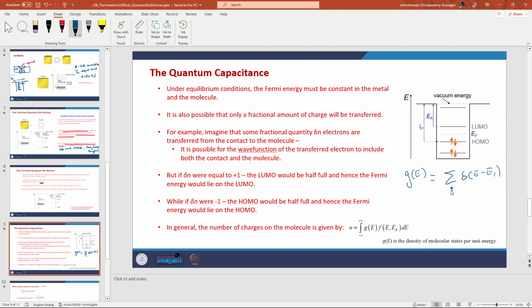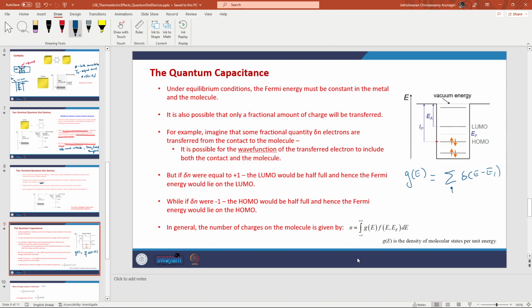Like, if you remember, for a 1D material, the density of states is inversely proportional to the square root of energy. For a 2D material, it is independent of energy. For a 3D material, it is proportional to the square root of energy. But if we look at a quantum dot device, the density of states will usually be written as a sum of delta functions. So when we write that over here, we will be essentially substituting this over here.